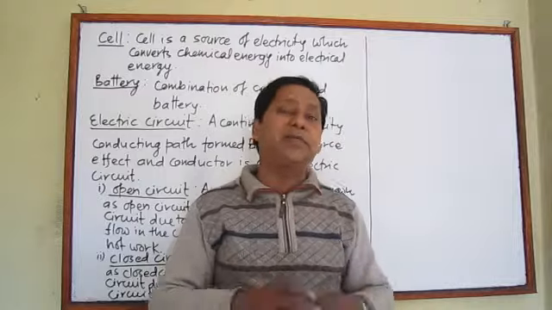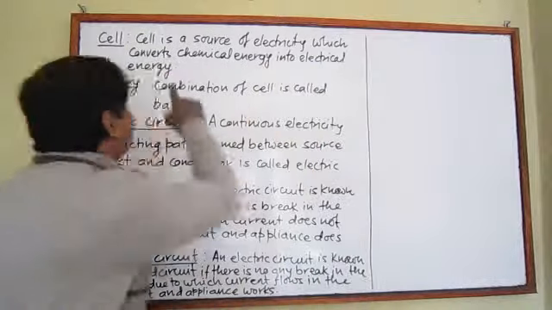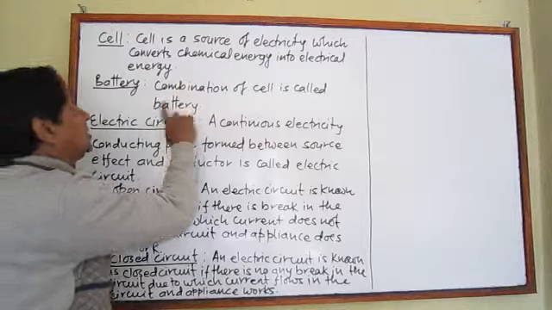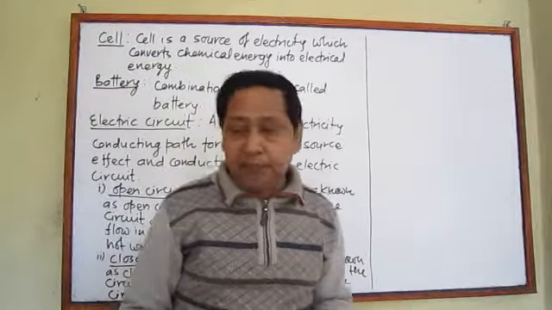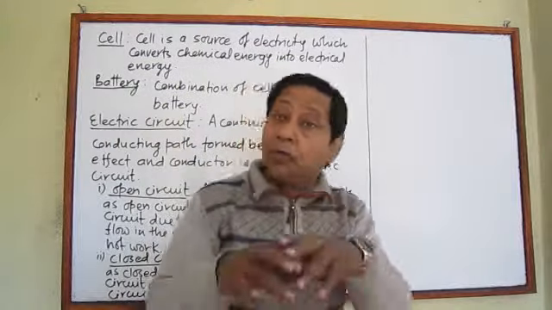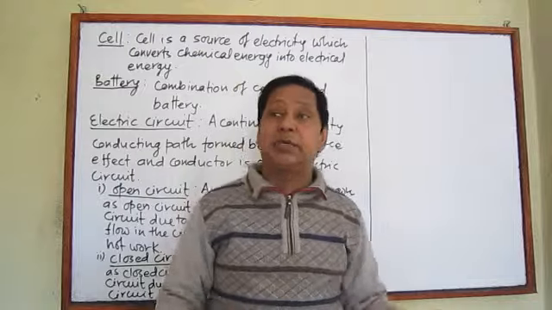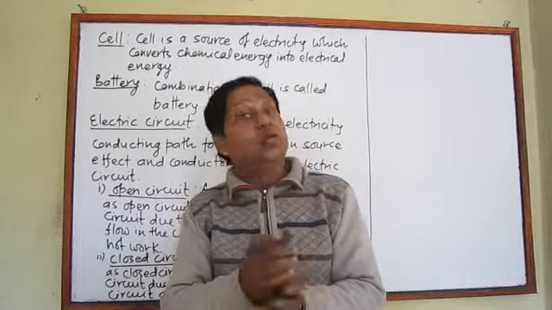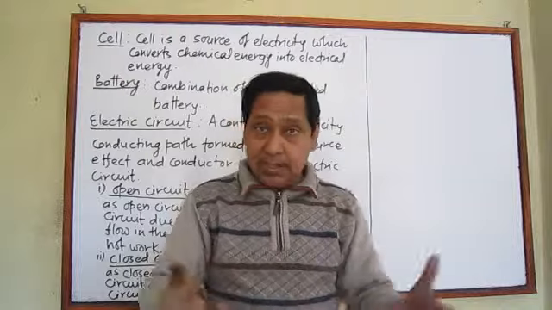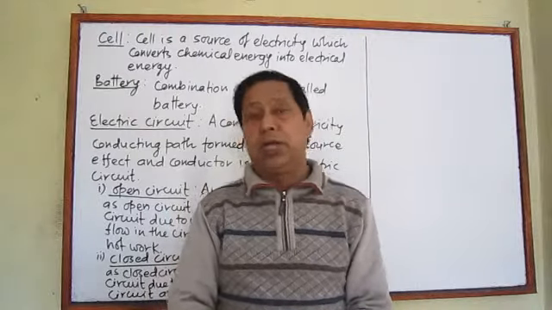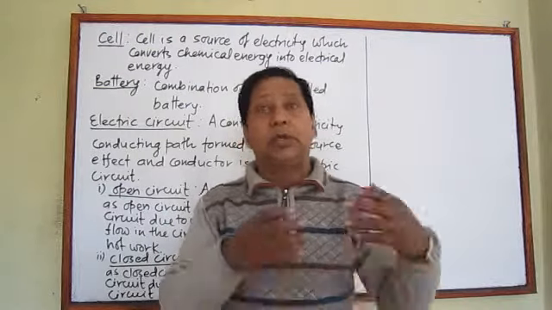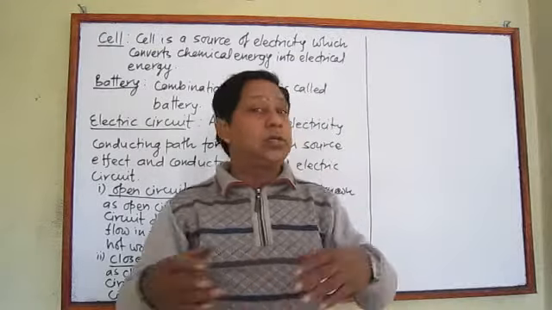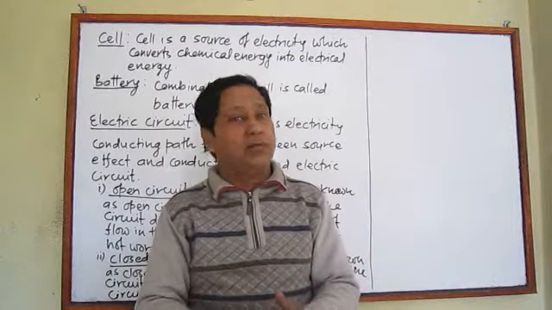That's why we can define a cell in this way. A cell is a source of electricity which converts chemical energy into electrical energy. Now, let's talk about battery. What does battery mean? Sometimes, I think you have seen that, we are using two cells together, sometimes three cells together, sometimes more than three also. Whenever we use two or more than two cells together, that forms a battery.